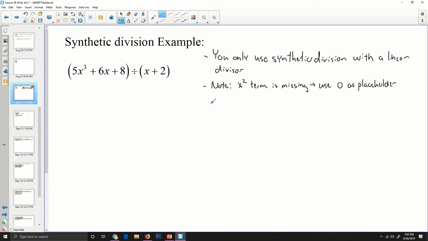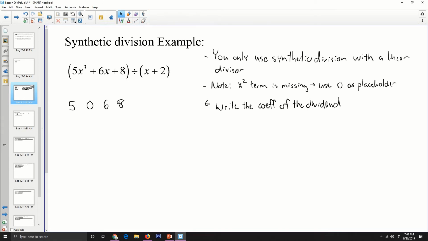So here's what I want to do. I want to write the coefficients of the dividend. And so here is my dividend. And so I'm going to write 5. And then I need the 0 for the x squared. I need the 6 for the linear term. I need the 8 for the constant term. All right, let's spread these out a little bit more. 5, the 0, the 6, and then the 8. All right, then we're going to draw our line.